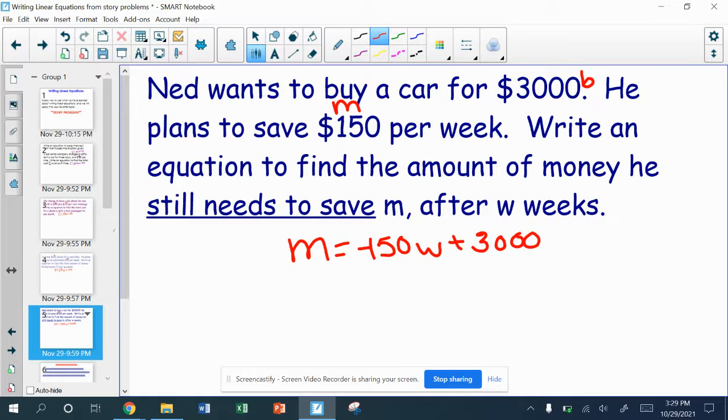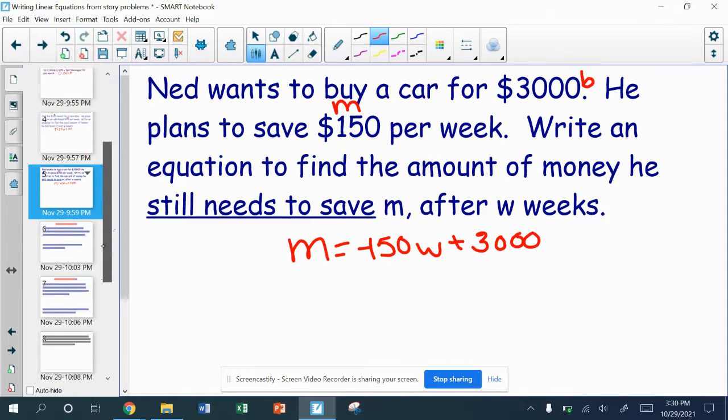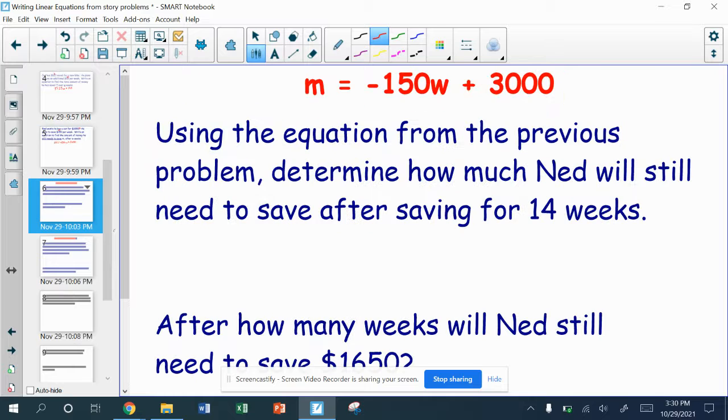But again, it's not like some of the other problems where we have some money saved and we're just going to keep adding to the money that's saved. I know the total that he needs to get, so we're decreasing his total amount that he has to save each week. So here's the equation that we just used. Now we're going to actually start using these equations that we're writing.